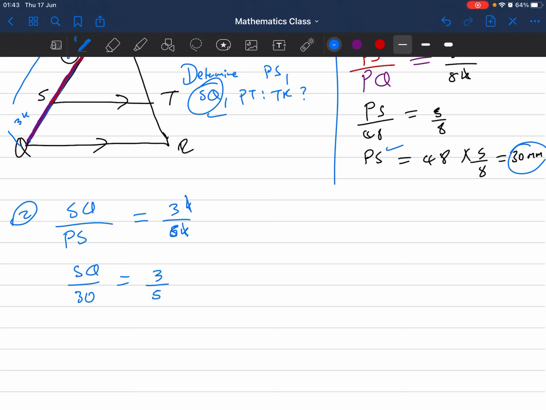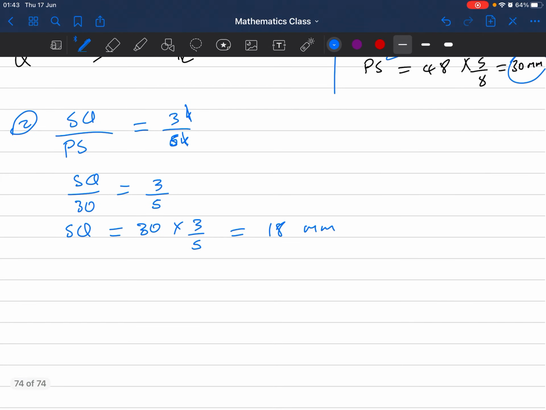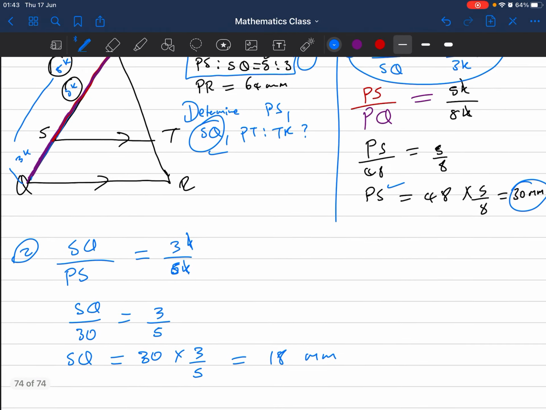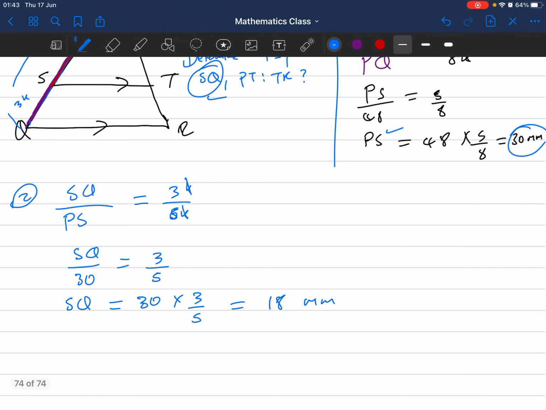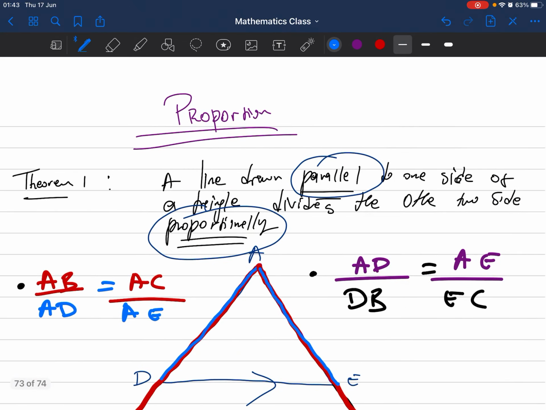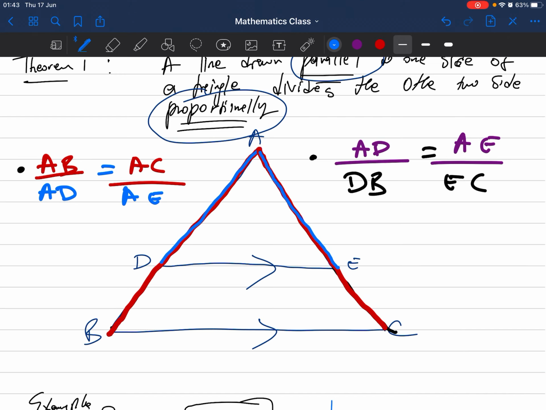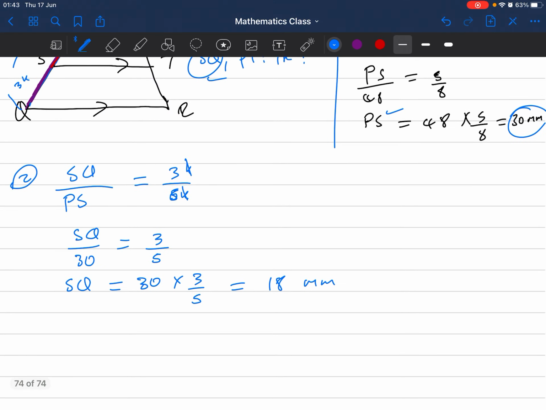This K and K will cancel. And looking for the distance SQ, cross multiply, you have 30 times 3 over 5, and you're going to get 18 millimeters. Simple. You're just using your knowledge about the theorem that you just learned today: two parallel lines, and the two other sides are divided proportionally. So that's what we are using here.